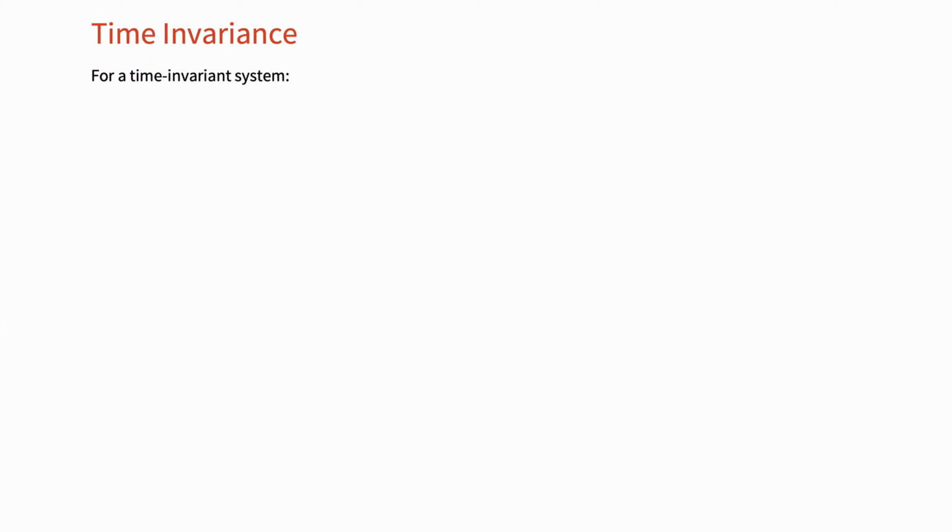For a time-invariant system with input-output signals x of t and y of t, if the input is shifted in time to x of t minus tau, then the output will be y of t minus tau, that is, y of t shifted in the same way. It is as if the system does not see or care about the location of the origin of time. If you shift the input signal in time, the output will also be shifted in the same way. We call this system a time-invariant system.